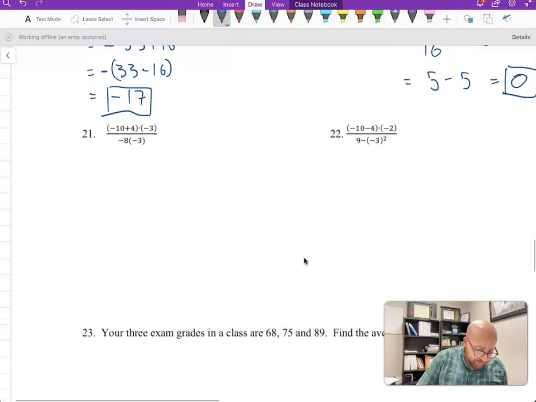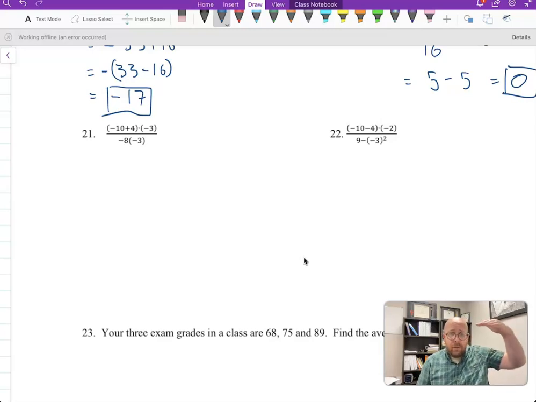Problem 21. Again, we have a division bar. So we want to look at the numerator. We want to ask ourselves what can we do up top. And then we're going to look at the denominator and ask ourselves what can we do down below. So up top, we have this set of parentheses that has this expression, negative 10 plus 4. Let's evaluate negative 10 plus 4. Negative 10 plus 4 is a negative 6.